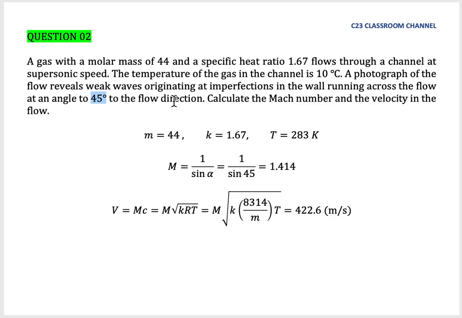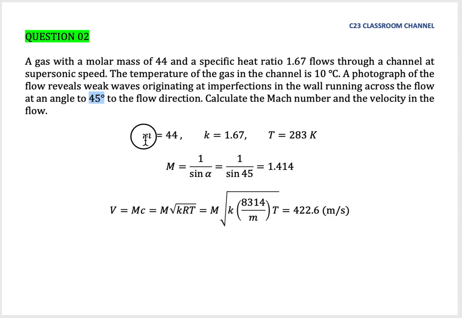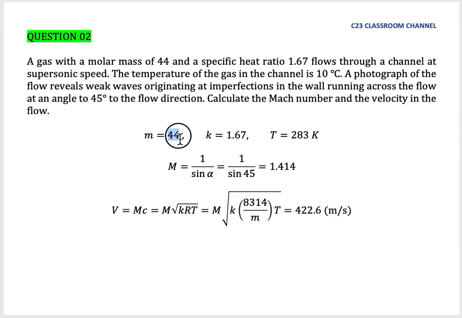So from the question, we know that the molecular mass is 44, and then the K is 1.67, and temperature is 283. You need to change from degrees Celsius to Kelvin. And then from the common equation of Mach number equals 1 over sine alpha, with alpha 45 degrees, we have Mach number equal to 1.414.